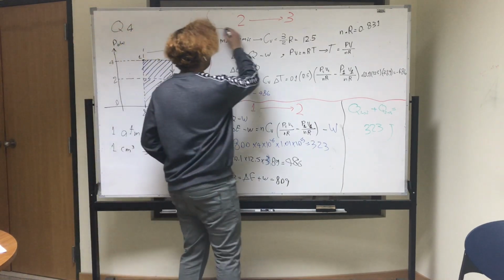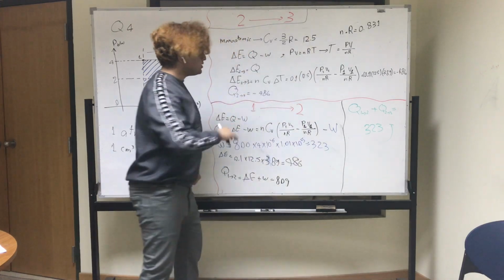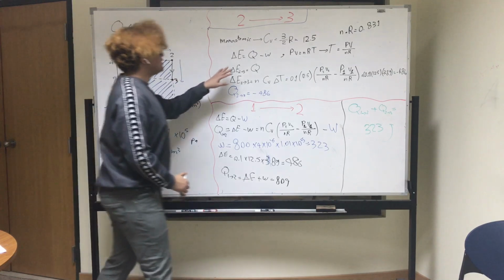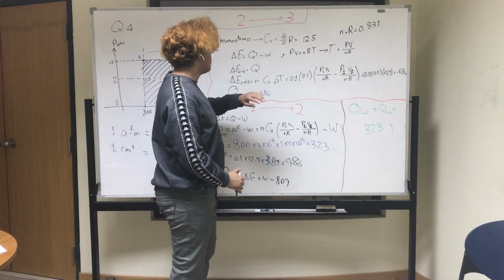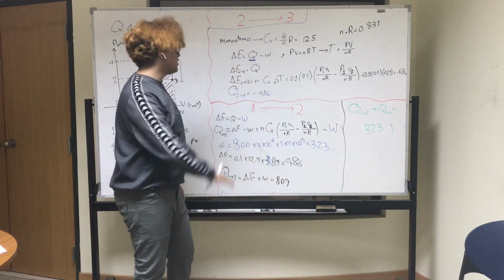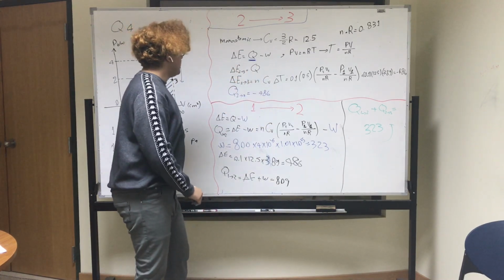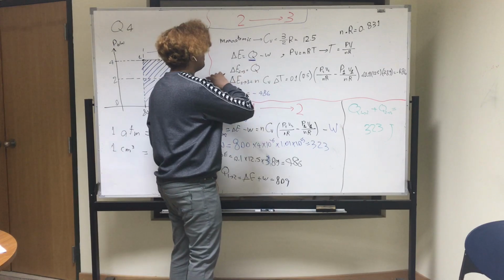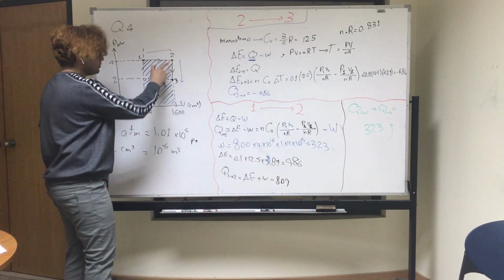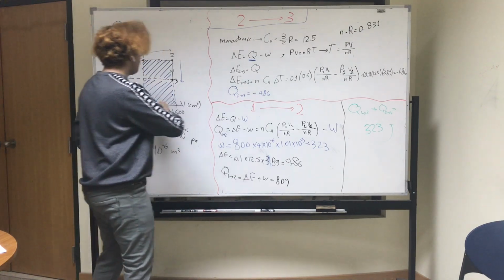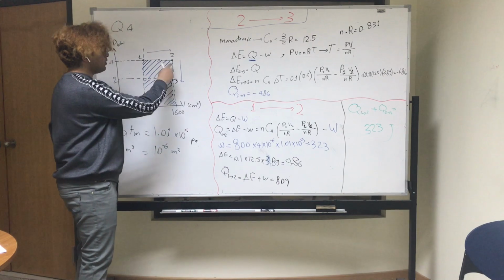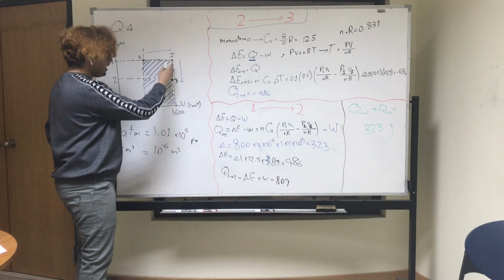Okay, so we know that the change in internal energy of any thermodynamic process is Q minus W. And we're interested in this here, the heat added or taken from the system. So we're going to start with the process from 2 to 3. We know from the shape of the graph that there is no work done in this process from 2 to 3, because there is no area under this line.